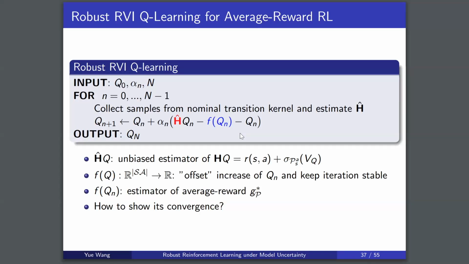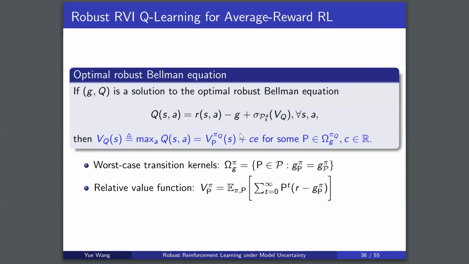So as you can see, the differences between the model-based setting is that we will need to collect some samples from the transition kernel and estimate this operator H hat. And we then replace the operator by this H hat and run our relative value iteration. So H hat here is supposed to be some unbiased estimator, and FQ is the offset function. So the major question is, how do we show this convergence of this stochastic algorithm?